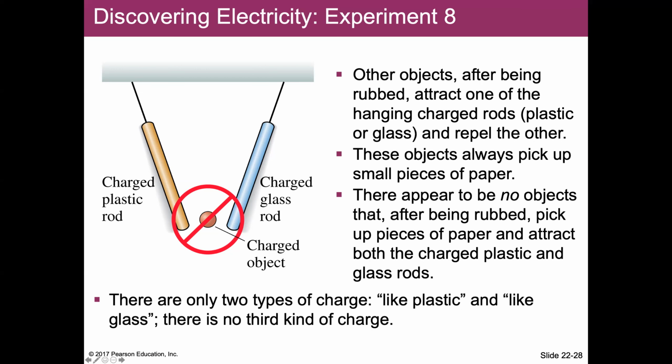So after all of this experiment, what does it say? Or what conclusion do we have? Now, if you hang the charged plastic rod and a charged glass rod, no matter what you do for the third rod, once it's charged, the third rod will attract one of those two rods and repel the other one. So that means there are only two types of charge. We can call them plastic-like or glass-like charges. There's no third kind of charge.